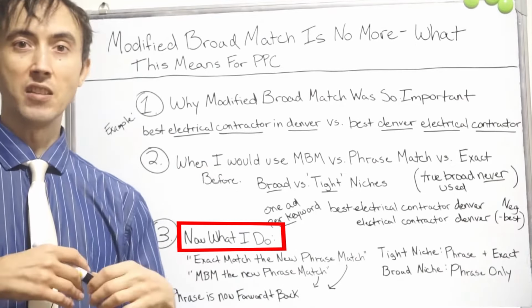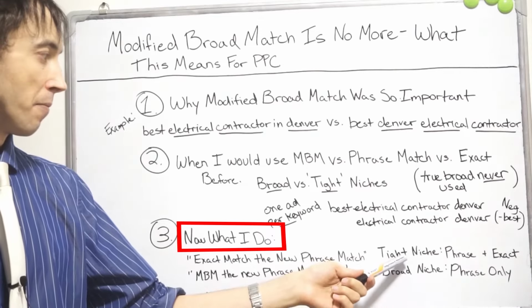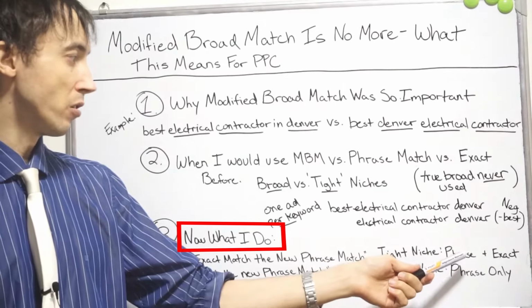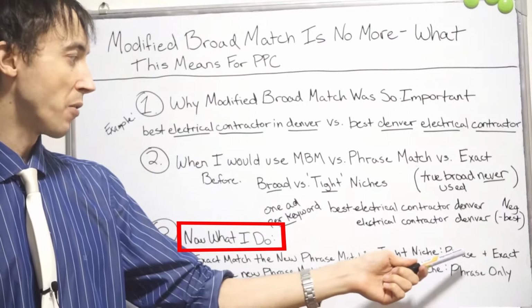Well, anyway, if you do have a tight niche, what I would recommend is that you don't have to start out with phrase; you can certainly start out with exact. But normally, if I have a fairly tight niche where there aren't a lot of searches and we need the most we can get, we'll do phrase plus exact. If it's a broad niche, we'll do phrase only. So that's in general what we do.